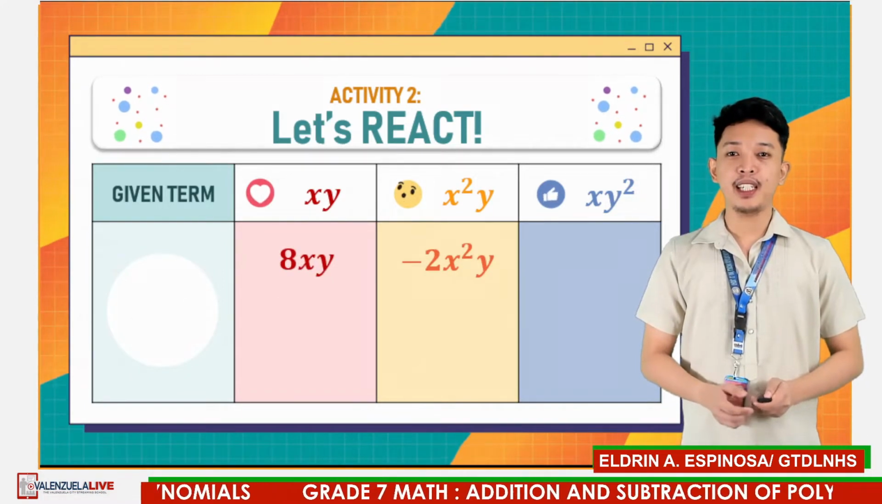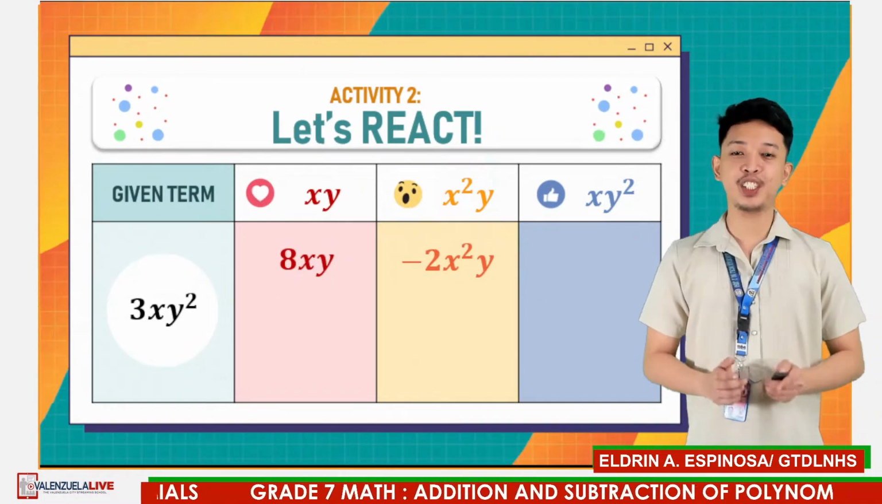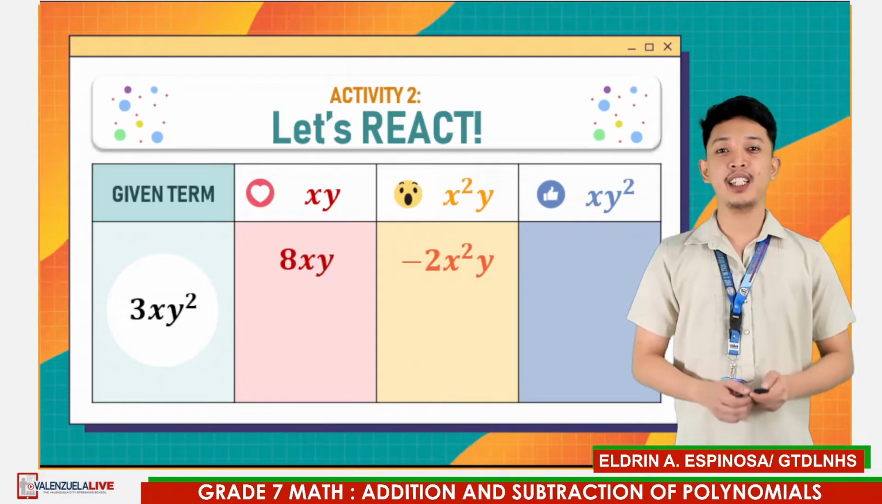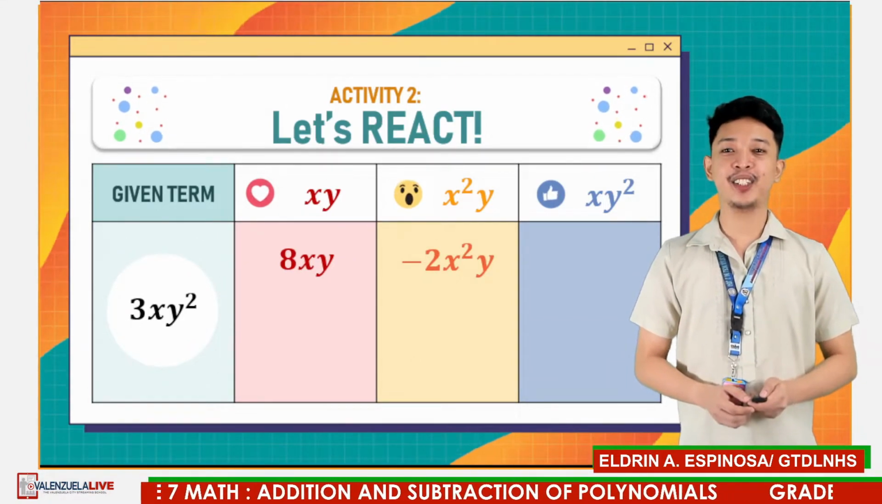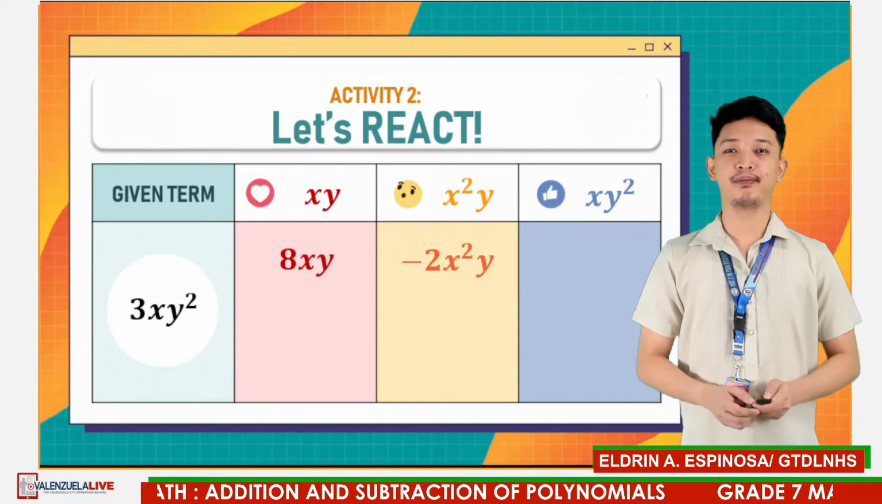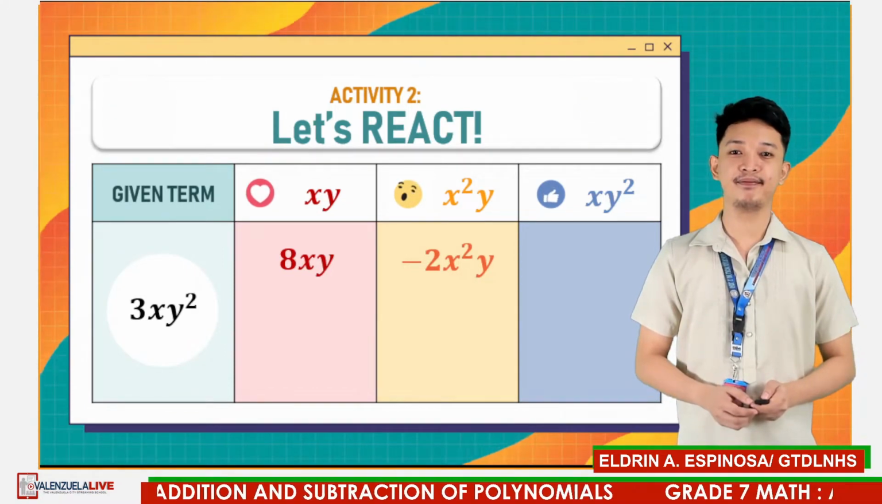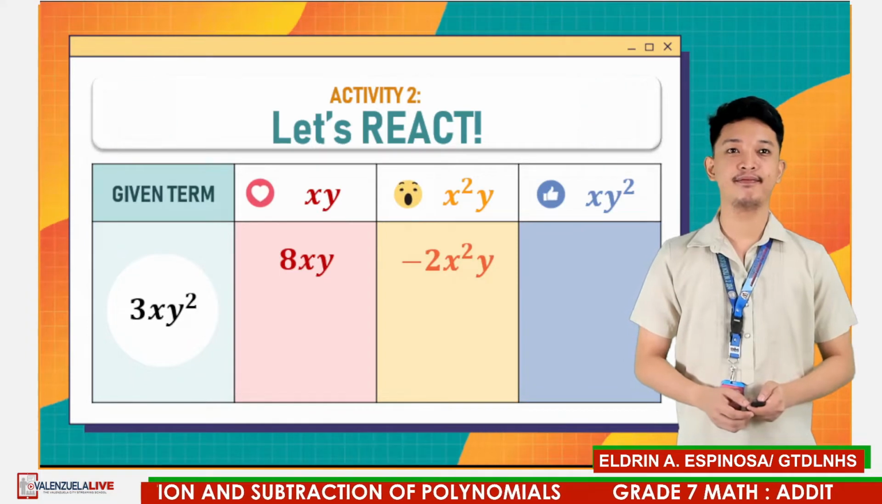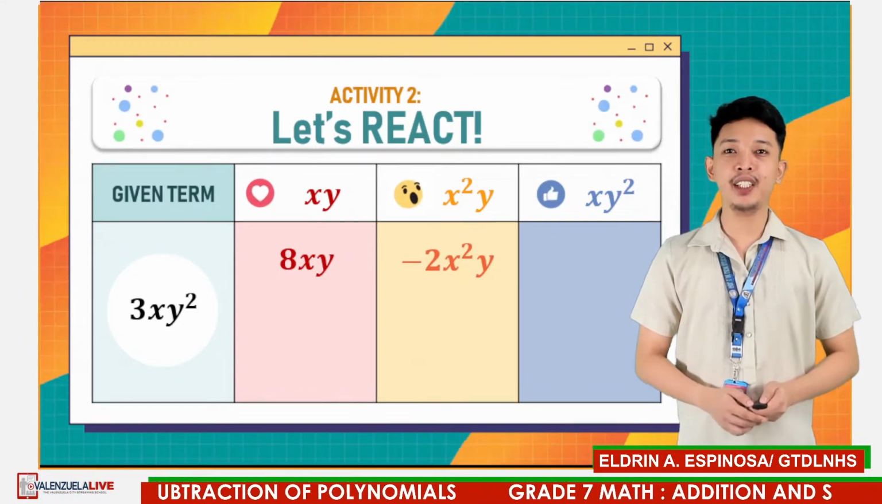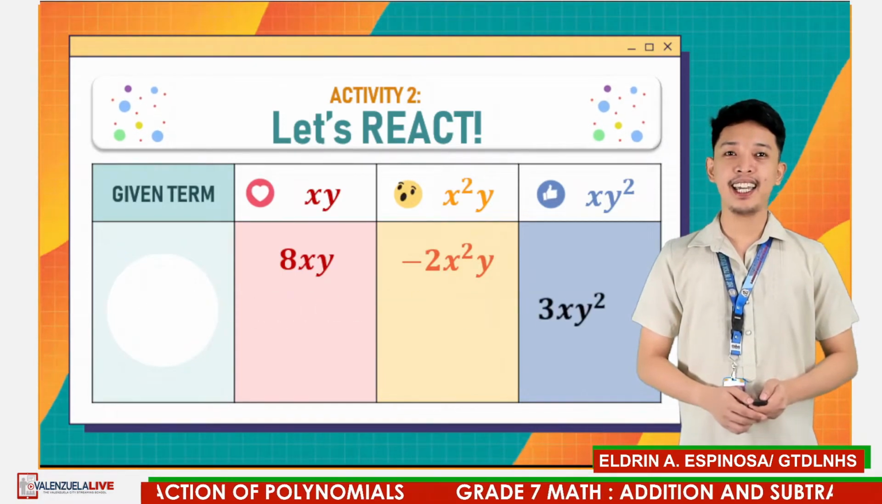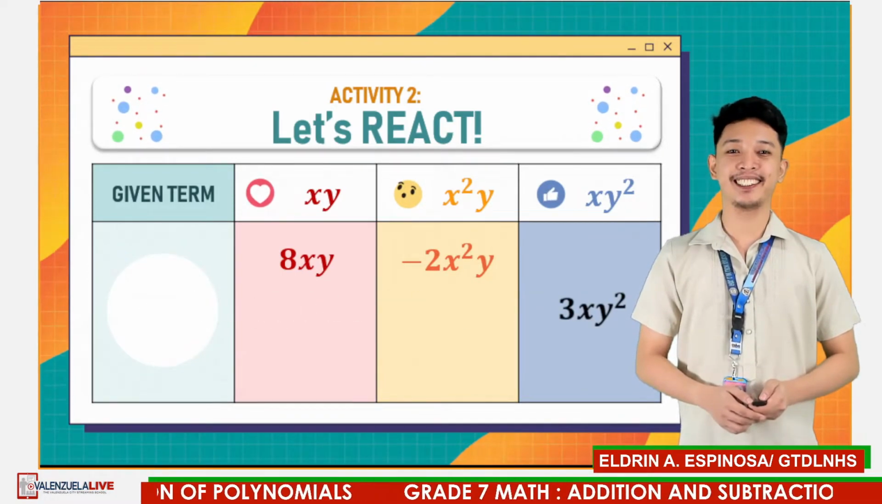Next term, positive 3xy squared. Is it heart, wow, or like? Let's react. Go! If your answer is like, then you are correct.